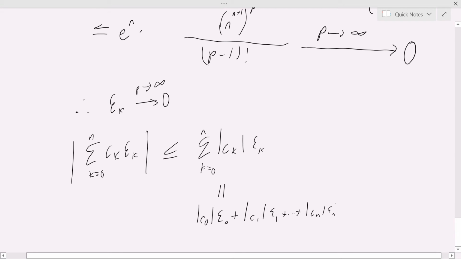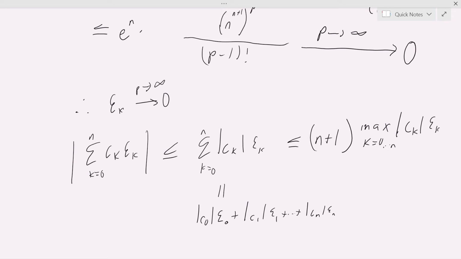Now, the reason I'm writing it like this is because one of these terms is the largest. We don't know which one it is, but it's certainly one of them. So whichever one's largest, we'll call that the maximum. And there are n plus 1 terms total, because we go from 1 to n, but also we have index 0. So this is less than or equal to n plus 1 times the max of the absolute value of ck times epsilon k, where the index k ranges from 0 to n, of course.